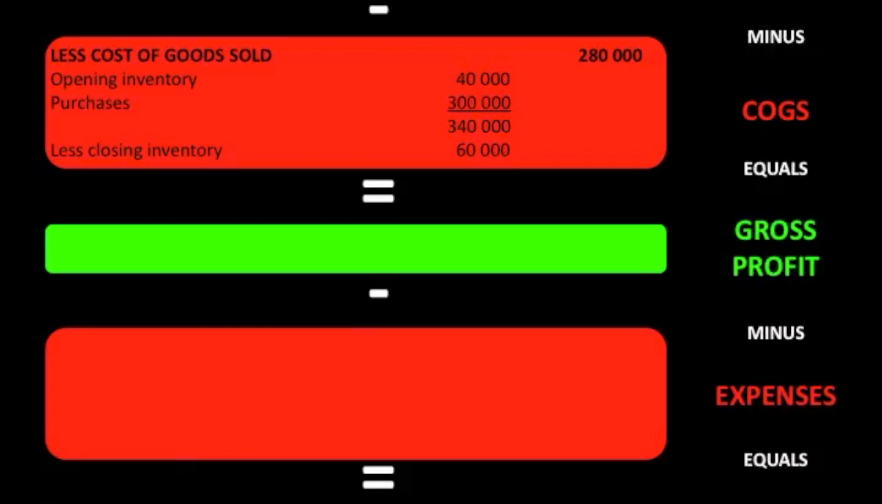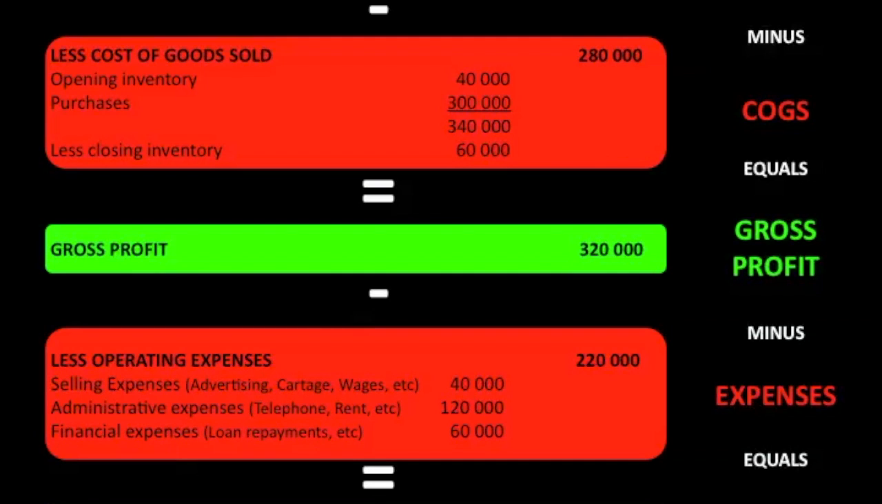So your gross profit is just going to be the top one minus the second one. 600 minus 280 equals $320,000. Then you start looking at expenses. So selling expenses are things like advertising, right? So let's say they're $40,000.